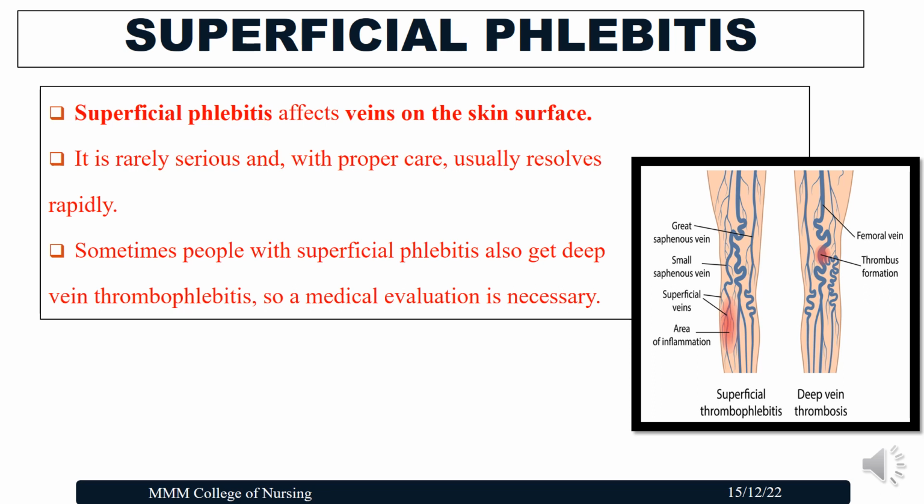Superficial phlebitis. Superficial phlebitis affects veins on the surface of the skin. It is rarely serious, and with proper care and management it usually resolves rapidly. But in some people, if left untreated, superficial phlebitis can also lead to deep vein thrombophlebitis. So a medical evaluation is necessary. As early as possible, we have to treat superficial phlebitis to avoid complications.